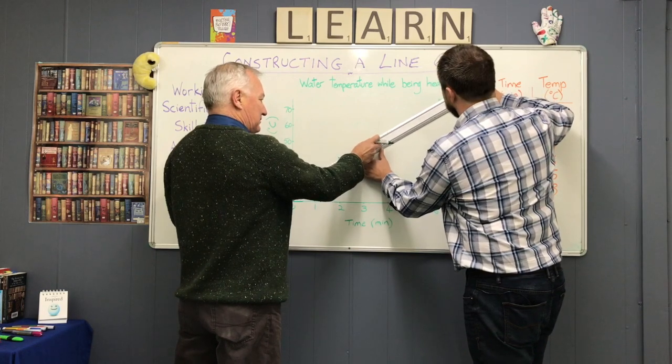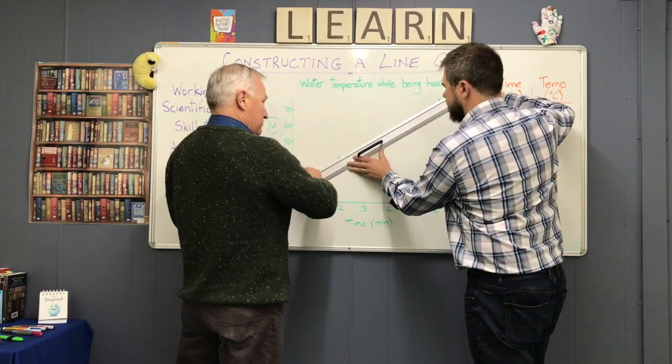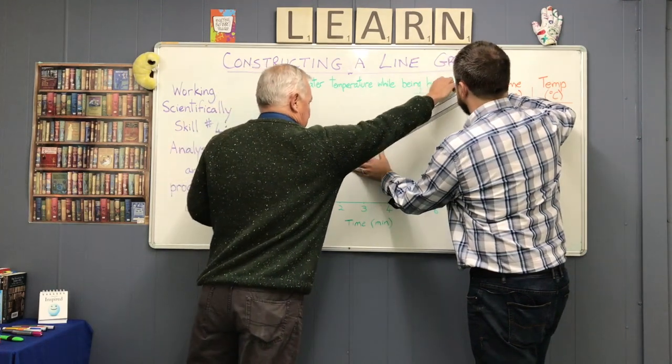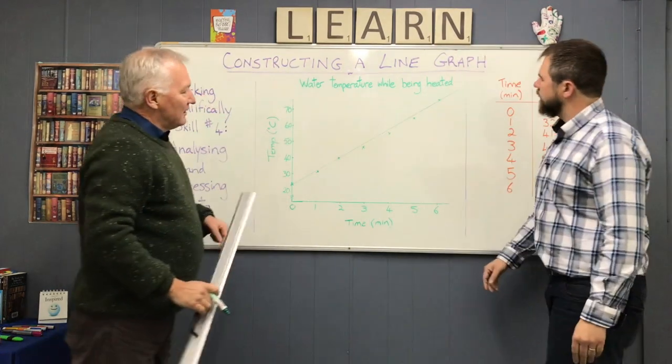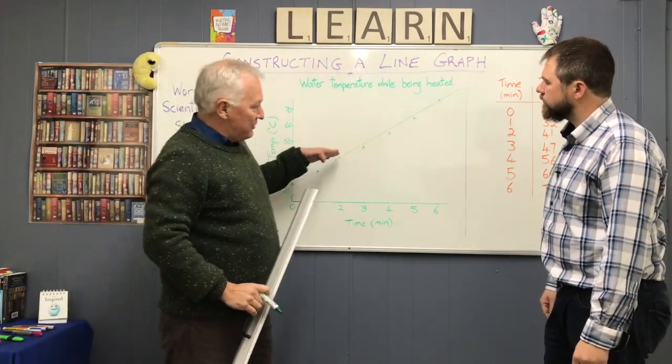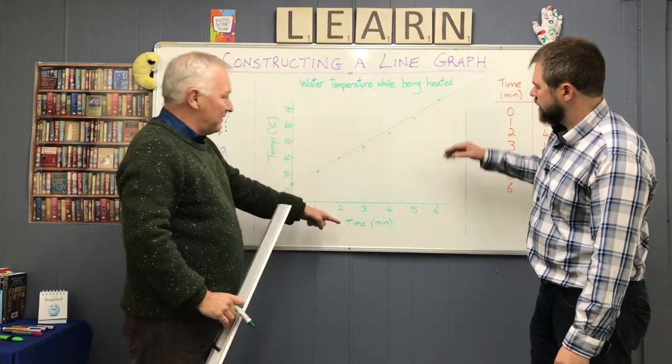I'm just going to drop that a little bit there, John. Straight through the middle of our data, all the way up. Correct. The line of best fit gives us an indication of the temperatures changing over time.